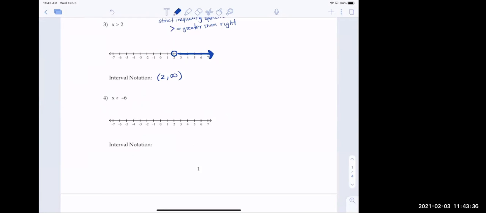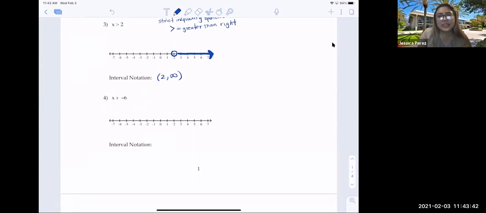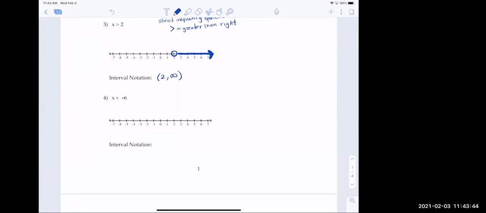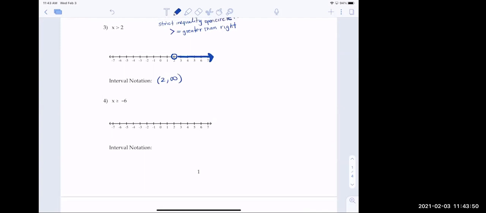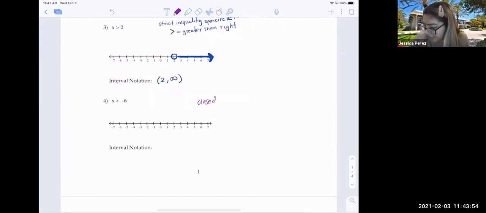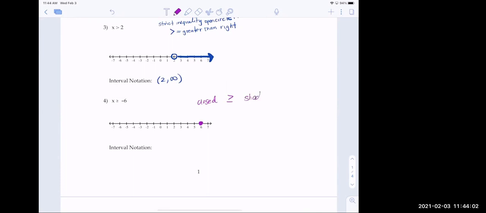Are you having technical difficulties? No, I got it. So for this problem, I'm not sure if it's right, but I did a closed dot on negative six. Yes, that's correct, because you have an equal to. Where did you shade? I shaded towards the left. I do get confused in the shaded part though. I'm not sure if that's correct.